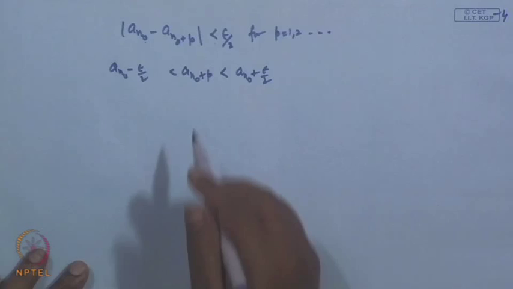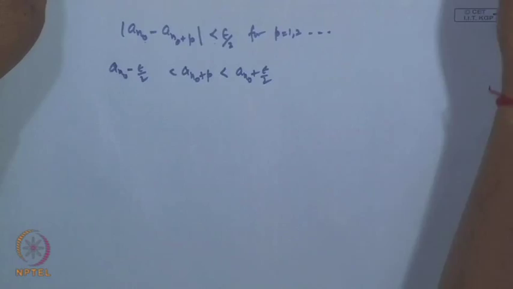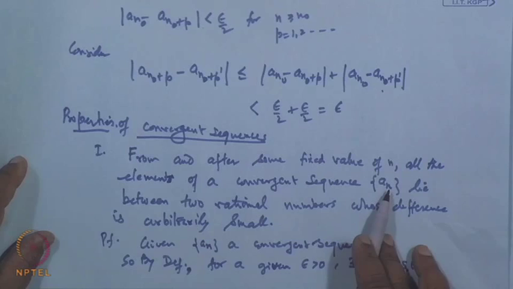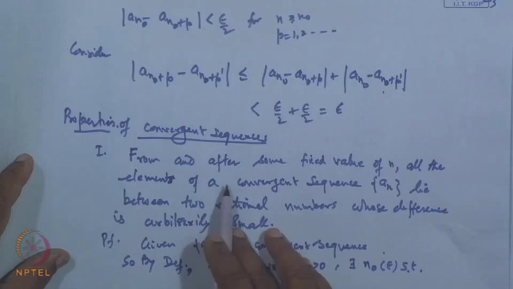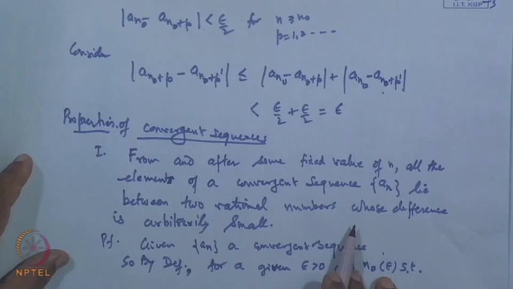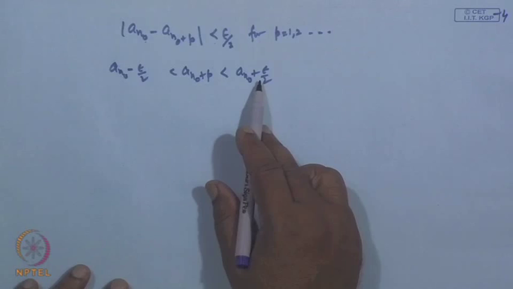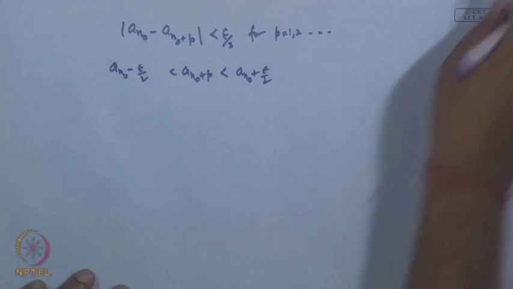So what we get is that if a sequence is a convergent sequence, then from and after some fixed value of n, all the elements of the sequence lie between two rational numbers whose difference is arbitrarily small. Since a n naught is rational and epsilon is also rational, these two bounds are rational.